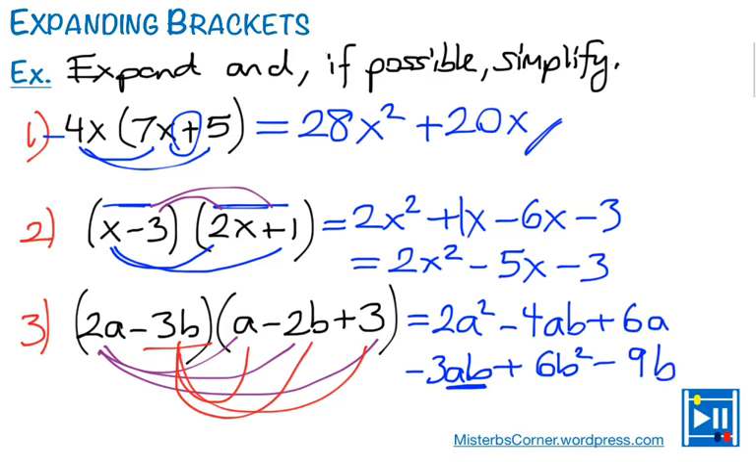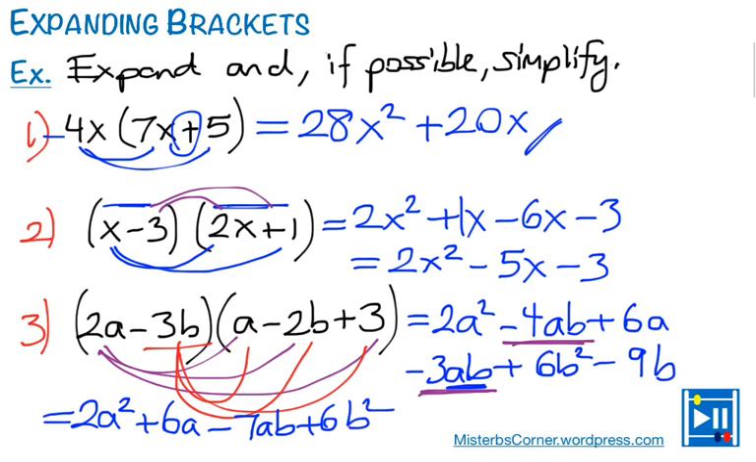And there is only minus 4ab and minus 3ab for simplification. So I'm going to write all the other terms as a copy-paste, but I will simplify these two. So it's going to be 2a squared plus 6a minus 7ab plus 6b squared minus 9b. So that's the resultant product.